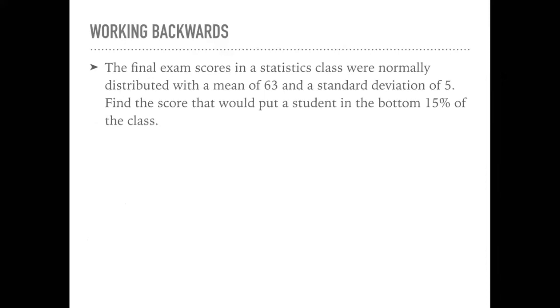So final exam scores, statistics class, normally distributed, mean of 63, standard deviation of 5. So again, giving us the mean and the standard deviation. And it says, find the score that would put a student in the bottom 15% of the class. So we're wanting the probability of being less than whatever value is equal to 0.15. So basically 15% is to the left or below this score.